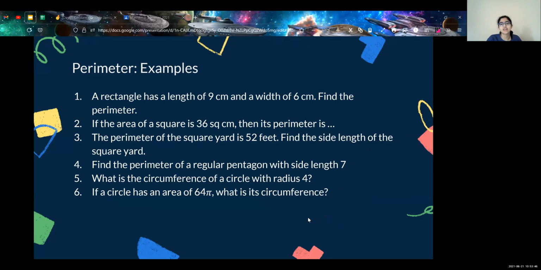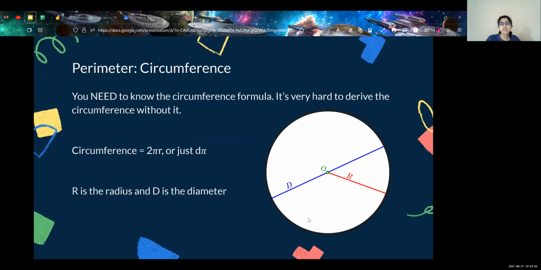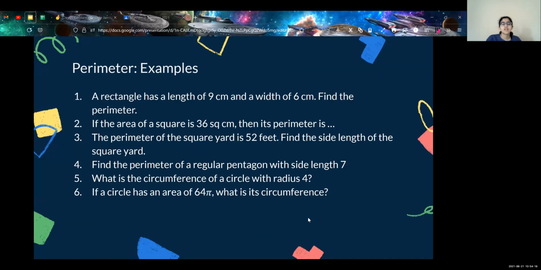It's very hard to get the circumference formula if you do not memorize it or remember it. So you're going to need to keep it in mind whenever you do it. You cannot find the circumference just by hand normally, so you're going to need to memorize that formula.